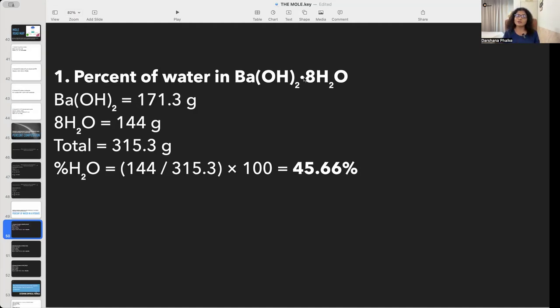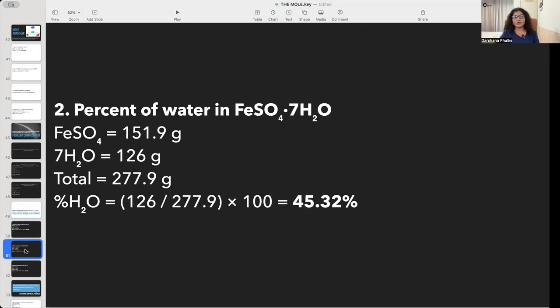And now, what is the percentage of water? Simple. Total water in this particular unit is 144 grams. So 144 grams over the total molar mass of the hydrated particle, which is 315.3, times 100 will give you 45.66%. Okay. One more example to reinforce this concept.